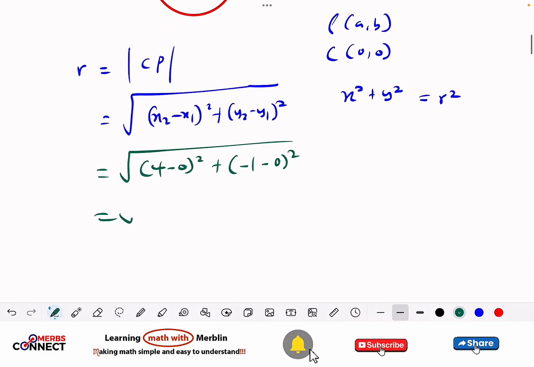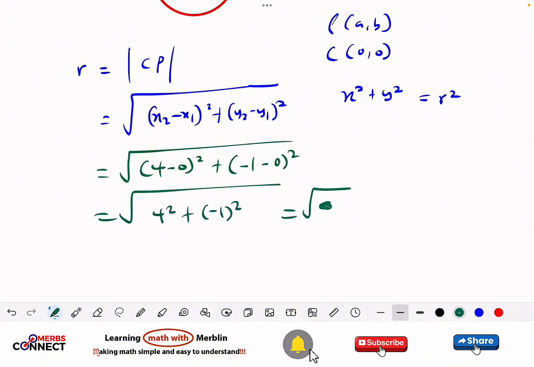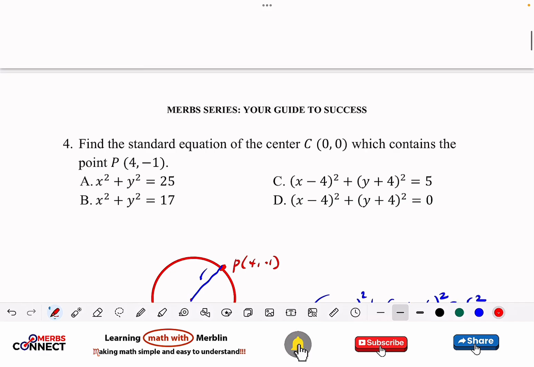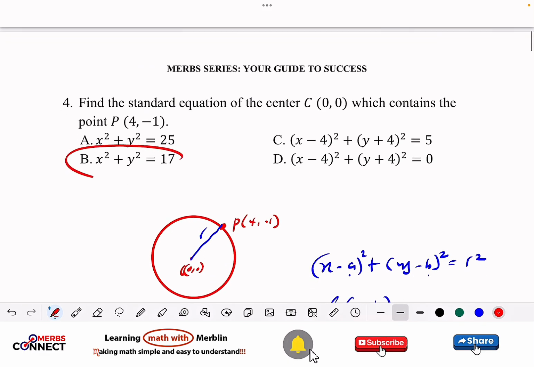So this is going to give us square root of 4 squared plus minus 1 squared, which is square root of, this is going to be 16 plus 1, and this is going to give us square root of 17. So let's just plug the radius here. So we are going to have x squared plus y squared, which is equal to square root of 17 squared, and we should have x squared plus y squared is equal to 17. So that's something like that, which is right here.